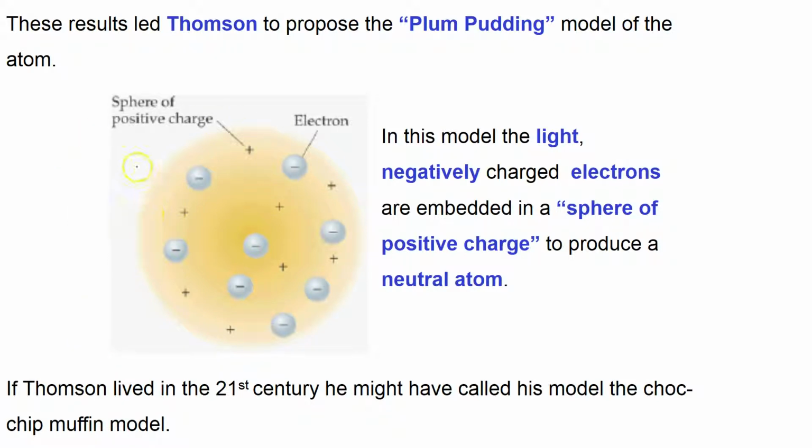So from these two experiments, Thomson proposes what is referred to as the plum pudding model. In the plum pudding model, we have a sphere of positive charge that makes up most of the mass of the atom. And then embedded in that sphere of positive charge are these tiny little light electrons. The important idea is that the density of the atom across the whole atom is approximately the same. It is the same density out here as it is over here.